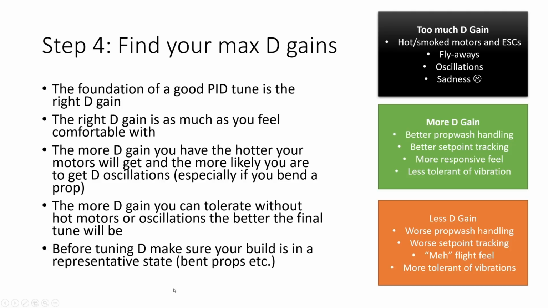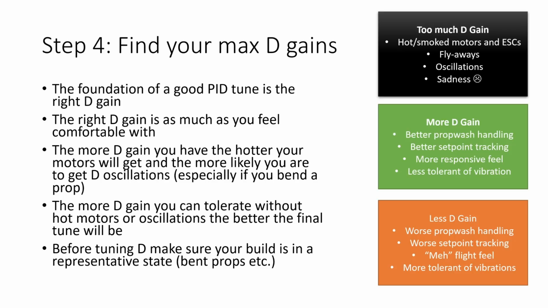So with that said, let's jump into step 4, finding your max D gains. Now, the foundation, in my opinion, of a good PID tune is the right D gain. And the right D gain is as much as you feel comfortable that you can get away with. The more D gain you have, the hotter your motors are going to get, the more likely you are to get D term oscillations, especially if you bend a prop. However, the more D gain you can tolerate without getting motors that are too hot or D term oscillations, the better your final tune is going to be.